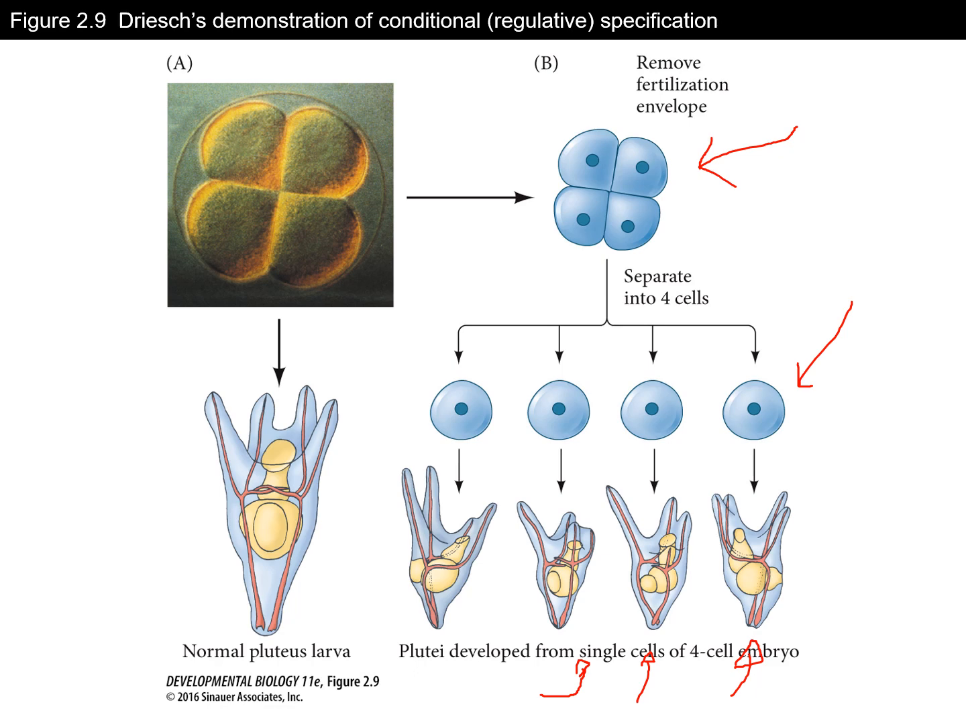And so this shows that the autonomous development is a strategy that cells undergo in addition to this conditional specification where your neighbors play a role. So in some instances, autonomous specification takes place, and in some instances, conditional specification takes place.